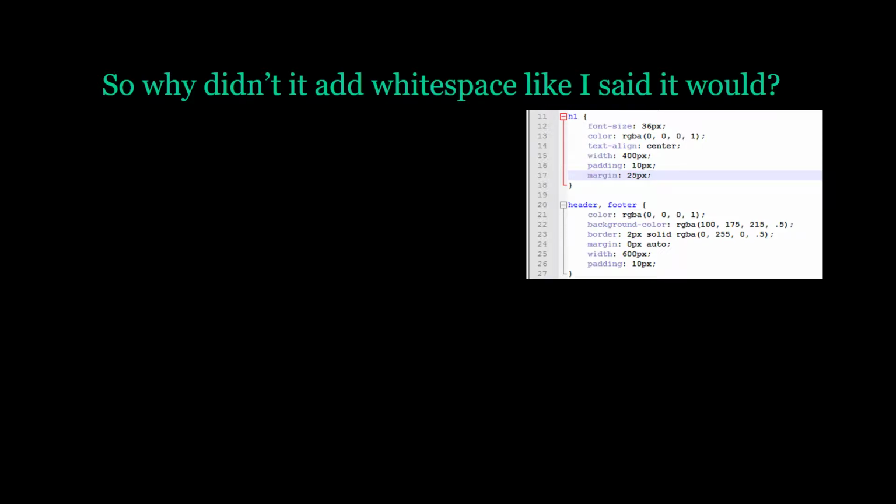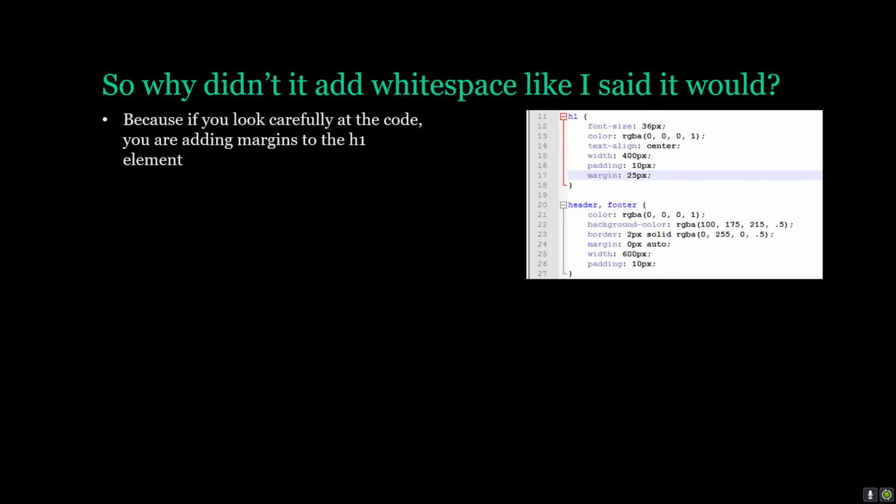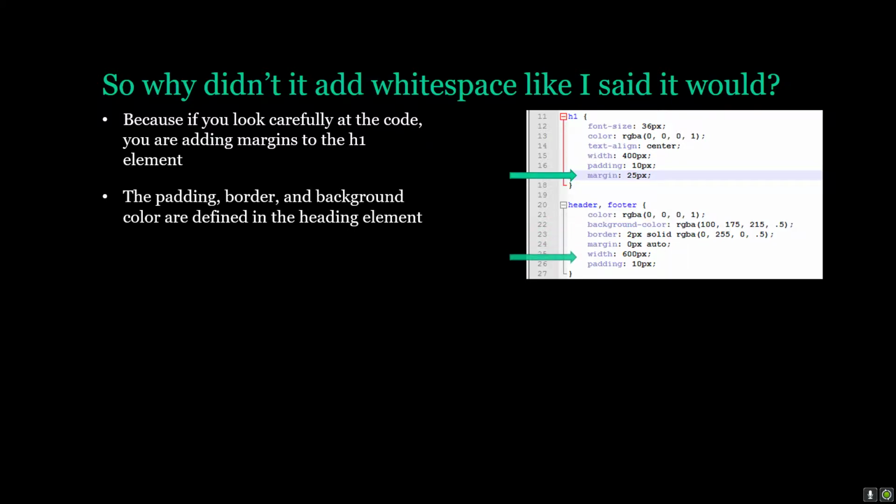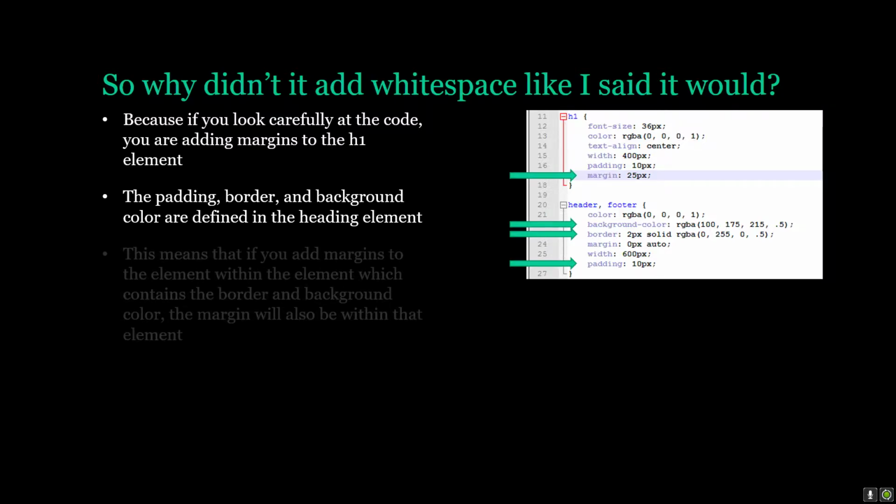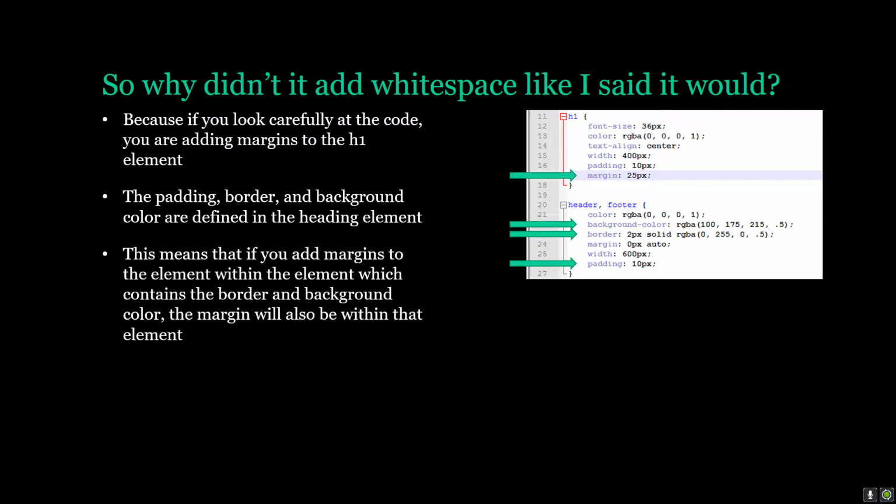So why didn't it add white space, or why are the border and everything still there? If you look carefully at the code here, you're adding margins to the h1 element, but the padding, border, and background color are defined in the header element. That means that if you add margins to the element within the element, this is where it gets confusing, which contains the border and background color, the margin will also be within that element.